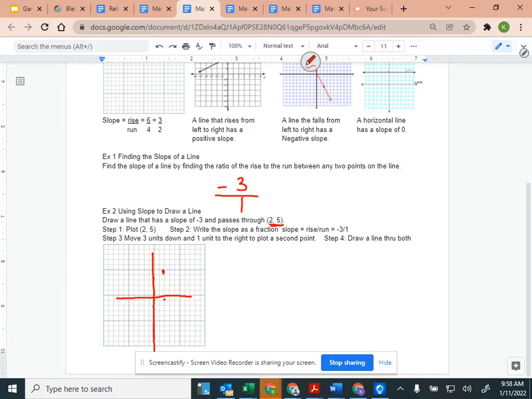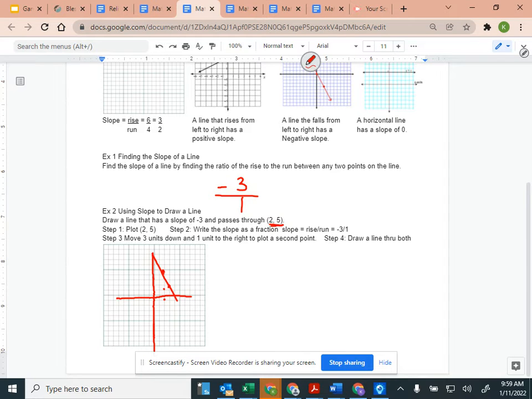I need to do rise over run, -3. Which direction am I going to go? Am I going to count up or down? Down, because it's a negative. So I'm going to go down 1, 2, 3. I'm really not calibrated here. So if I go down 3, how many to the right am I going to go? 1. And then I draw my line going through my point.